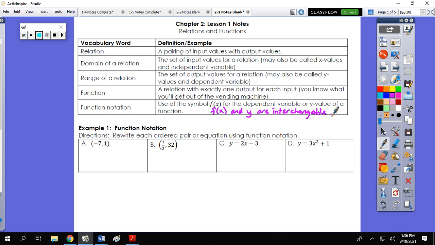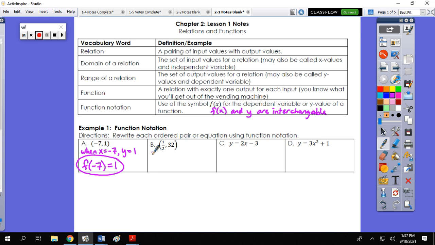Okay? So, example 1 asks us simply to use function notation. We need to rewrite each ordered pair or equation using function notation. So for ordered pairs, remember what this says. This says when x is -7, y equals 1. Well, we can do the exact same thing by saying f of -7 equals 1. Okay? You got, again, your x is -7, your y is 1. So x goes inside, and the y goes after the equal sign.